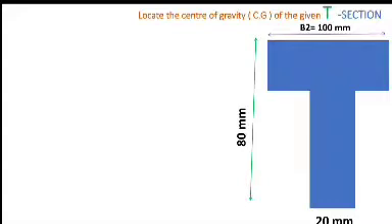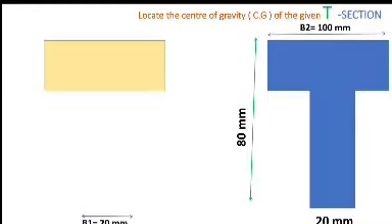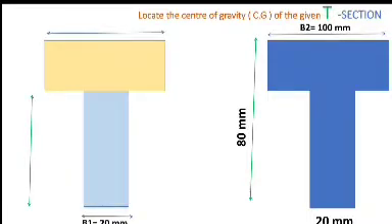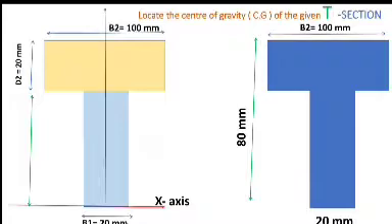First of all, the given section is split up into two small rectangles like this. One is a horizontal rectangle, the other one is a vertical rectangle. The dimensions of the top rectangle are 100 mm into 20 mm. Therefore, the area of the top rectangle is 100 by 20. Now, the dimensions of the bottom rectangle are 60 mm height and 20 mm base. Therefore, the area of the bottom rectangle is 20 by 60.